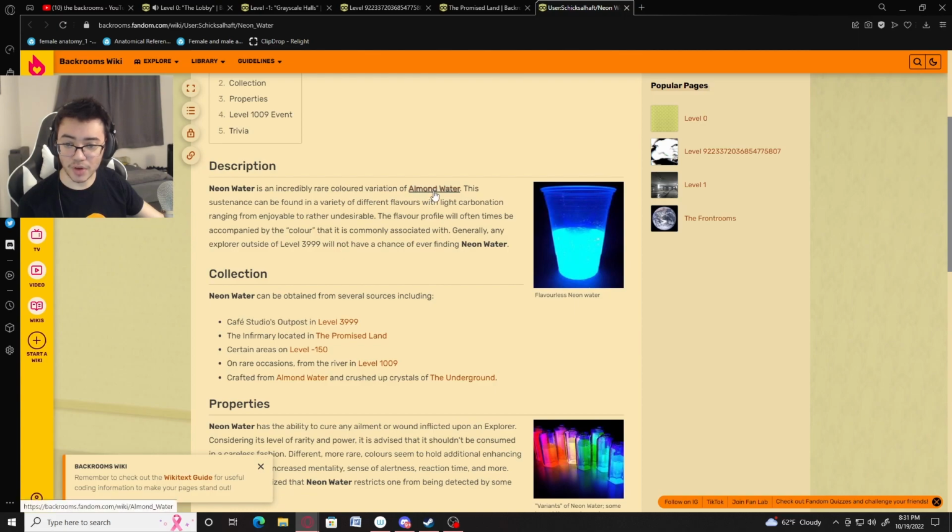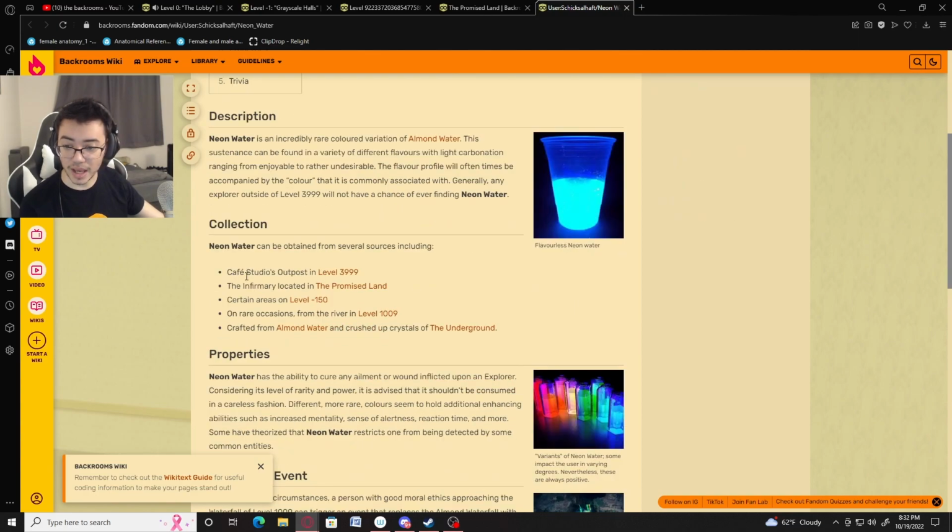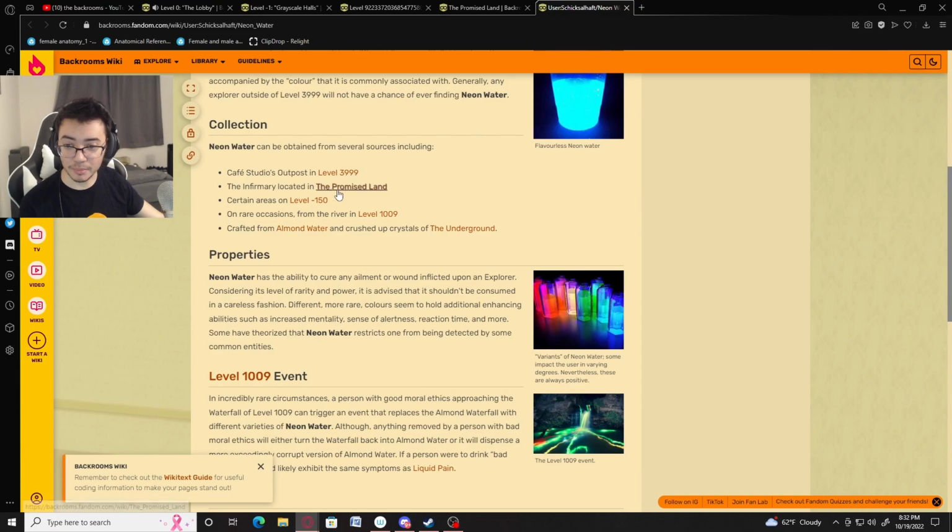Incredibly rare colored variation of almond water. This sustenance can be found in a variety of different flavors, with light carbonation, ranging from enjoyable to rather undesirable. The flavor profile will oftentimes be accompanied by a color that is commonly associated with it. Generally, any explorer outside of level 3999 will not have a chance of ever finding neon water. Cafe Studios Outpost in 3999, the Promised Land, level 1000, and crafted from almond water, crushed up crystals from the underground. What is going on?